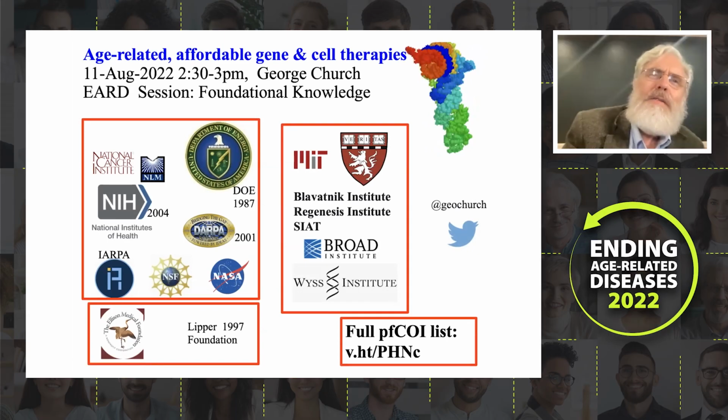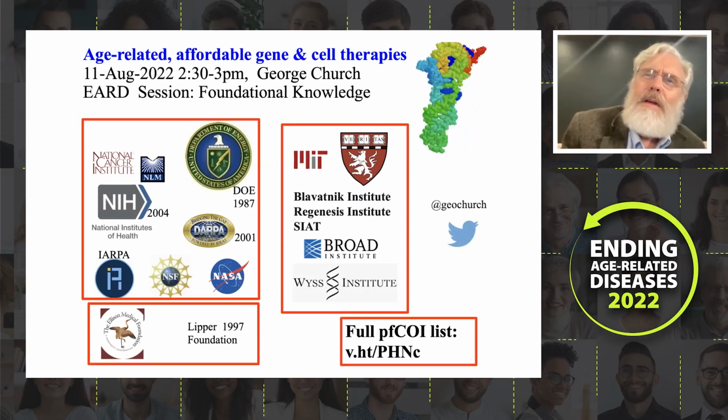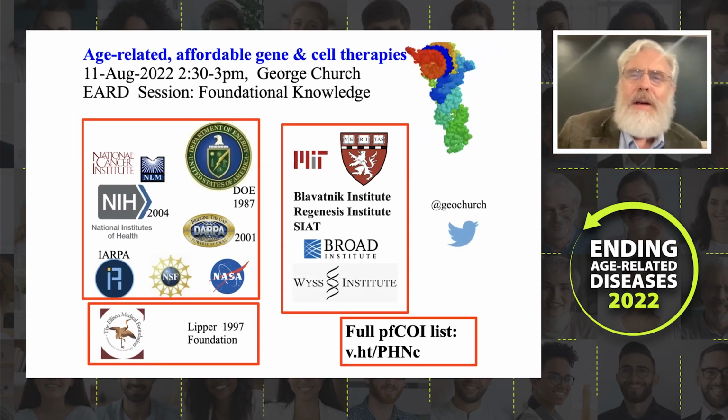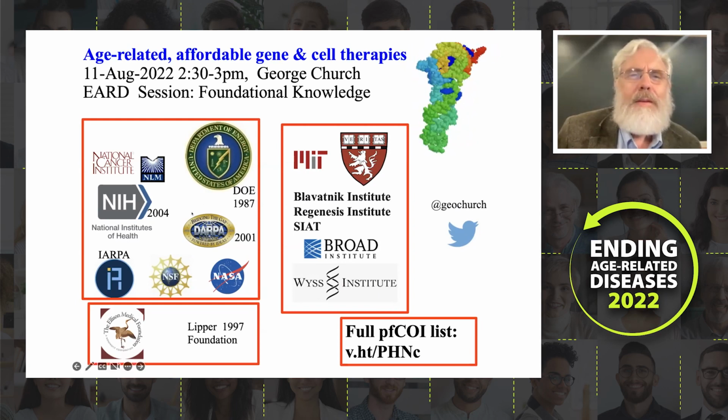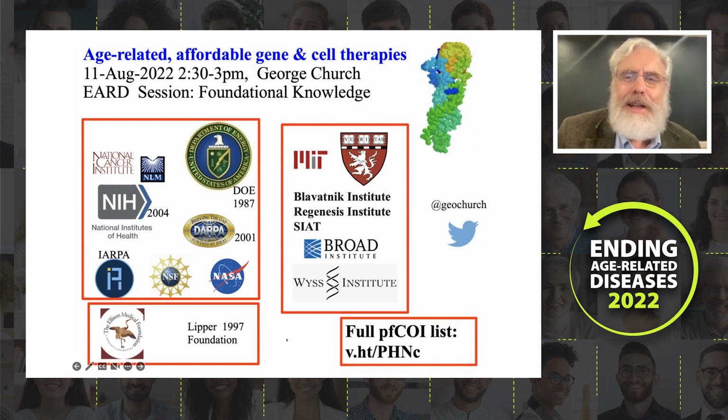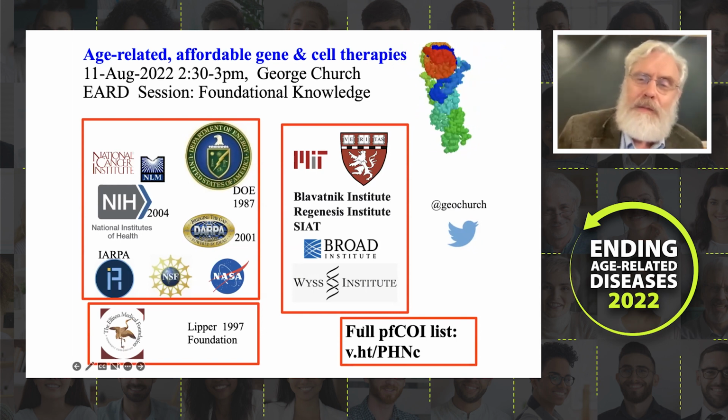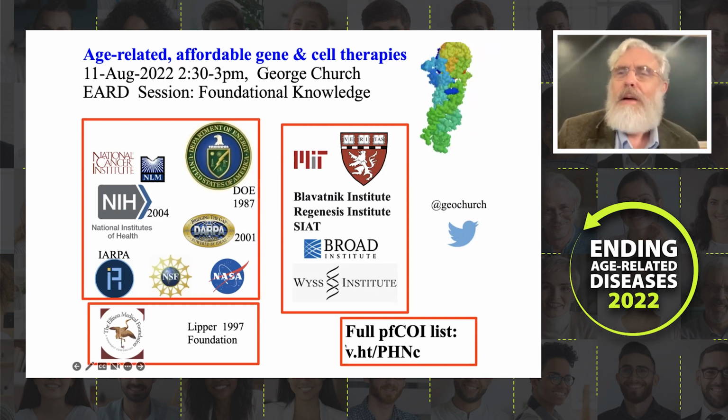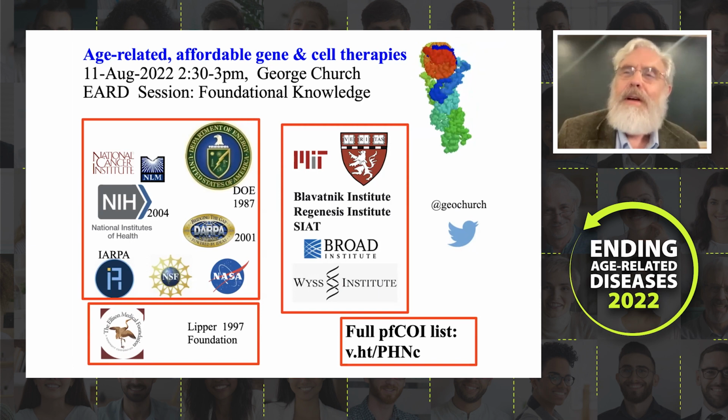I want to talk about age-related affordable gene and cell therapies. Now, some people may think that that's an interesting title. The full potential financial conflict of interest list is on this web page on the lower right there. It doesn't fit on slides anymore, but it's there.